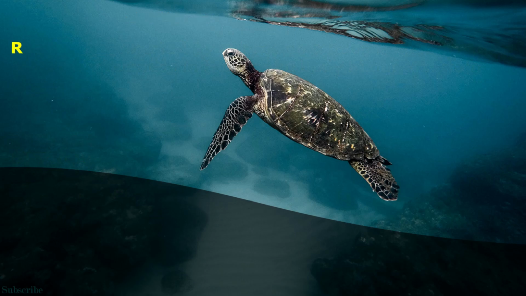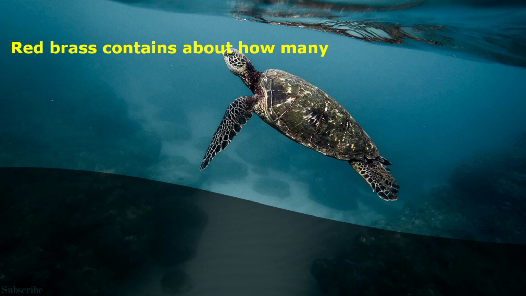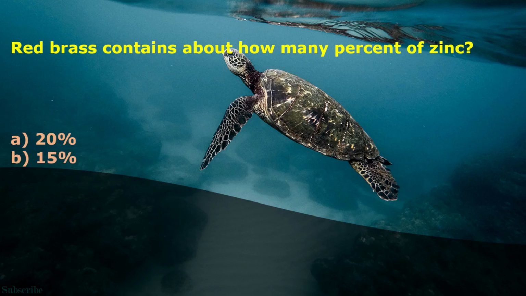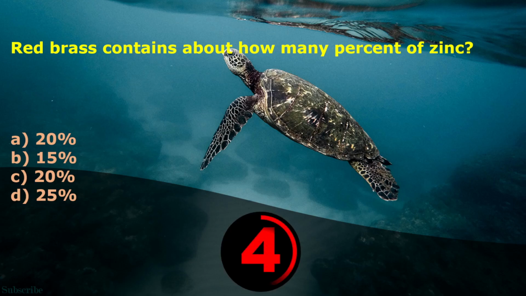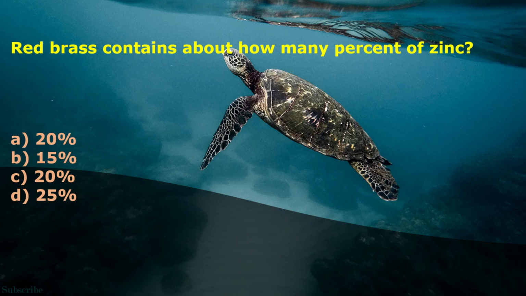Question number 29. Red brass contains about how many percent of zinc? A. 20%. B. 15%. C. 20%. D. 25%. The correct answer is letter B, 15%.